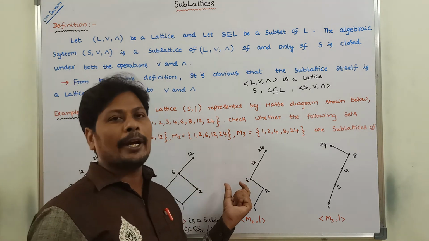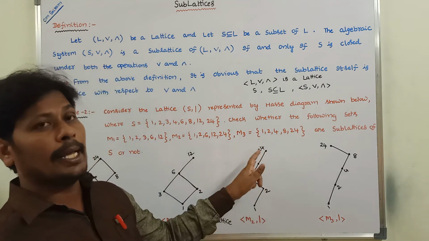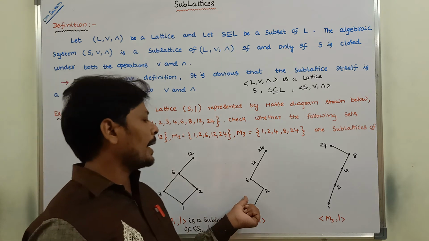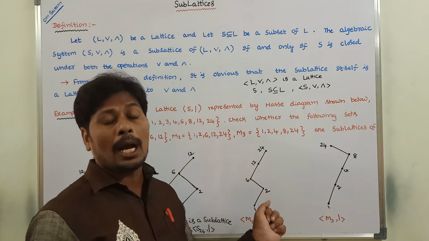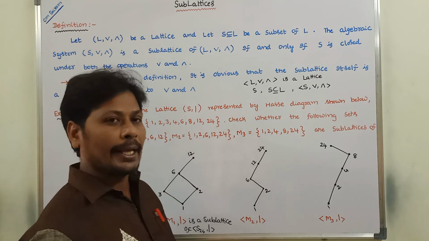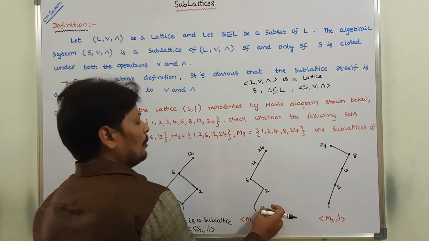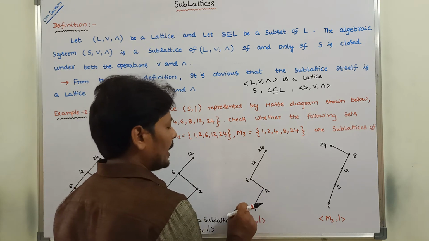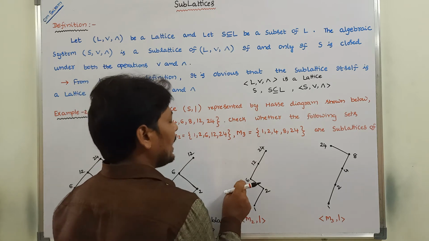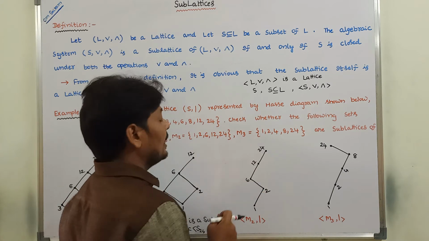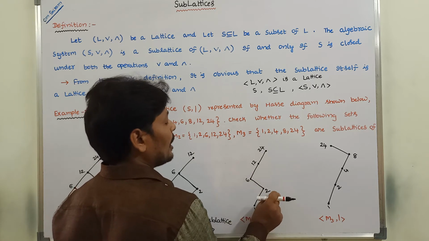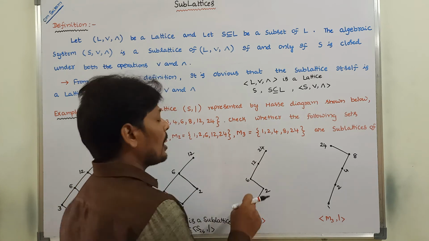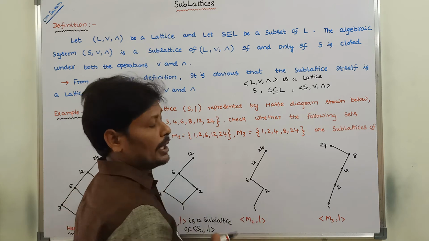Now we have to verify whether M2 is a sublattice of S24 or not. We can take any pair of elements and verify whether both the least upper bound and the greatest lower bound exist. Take the pair 1 and 2: least upper bound is 2, greatest lower bound is 1. Pair 2 and 6: least upper bound is 6, greatest lower bound is 2. Pair 1 and 6: least upper bound is 6, greatest lower bound is 1.